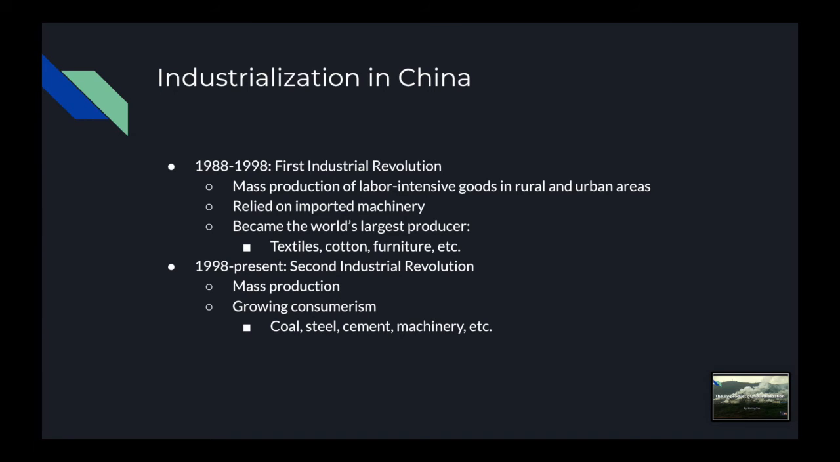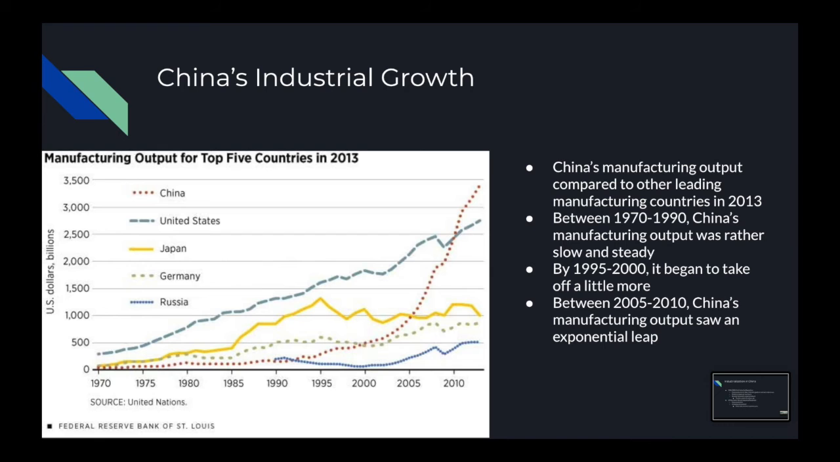The Second Industrial Revolution took place between 1998 to present day. During this period, mass production was just for the sake of mass production. This was a result of growing consumerism, which led to an increase in demands for manufactured goods. In order to keep up with these demands, there was an increase in production and consumption of coal, steel, cement, machinery, and more. In this slide, the graph on the left depicts a comparison in the manufacturing output of the top 5 countries in 2013.